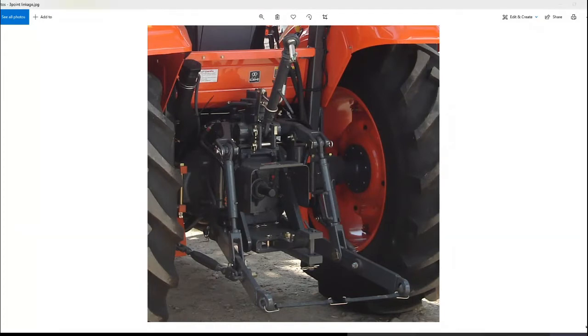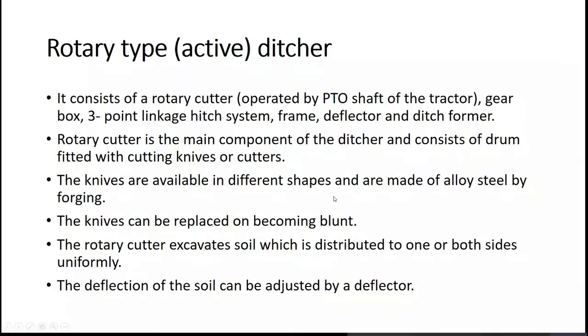So we will see the rotary type active ditcher. It consists of a rotary cutter operated by the PTO shaft of the tractor. Just as we have discussed, the power takeoff shaft, gearbox, 3-point linkage, again it is for 3-point linkage, frame, deflector, and so on. The rotary cutter is the main component of the ditcher and consists of a drum fitted with cutting knives or cutters.